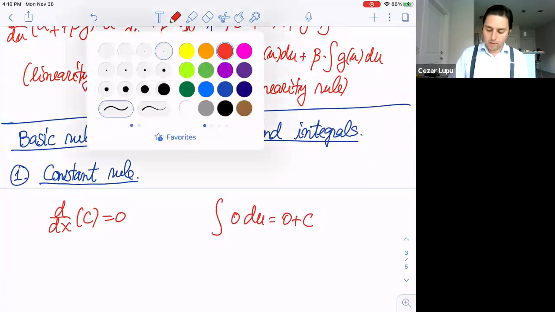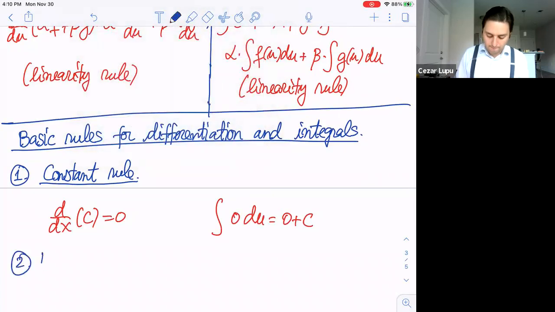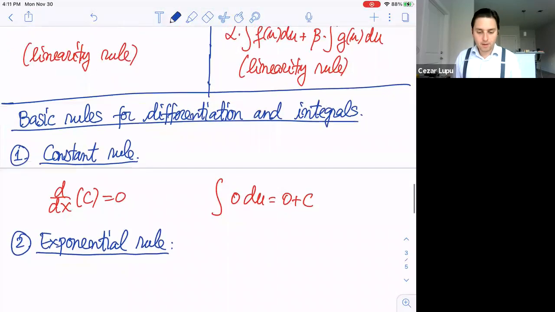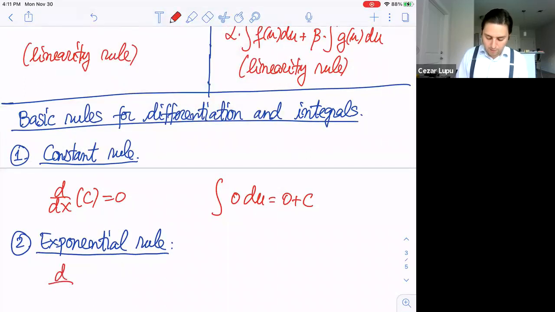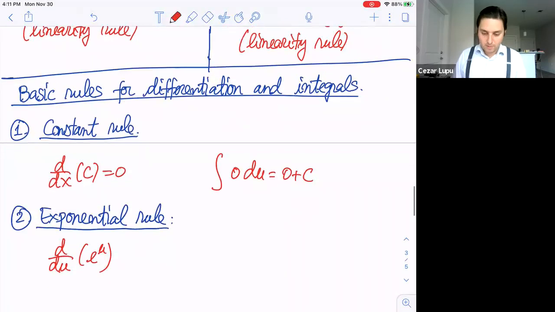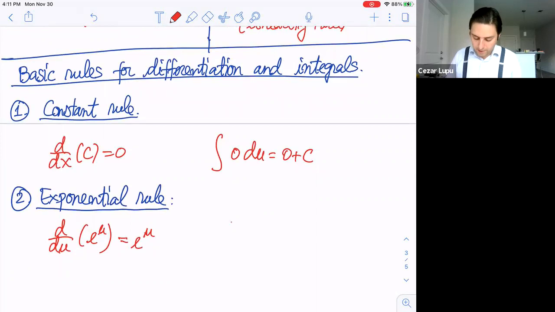Okay, now another one is the exponential rule, which says the following. Well, you know that the derivative of the exponential, let's just say d over du of e to the power u. By the way, this u is a function of x, right? No, actually, let's keep it like this. It's u, so it's e to the power u. And the integral of e to the power u du is nothing else than e to the power u plus a constant.